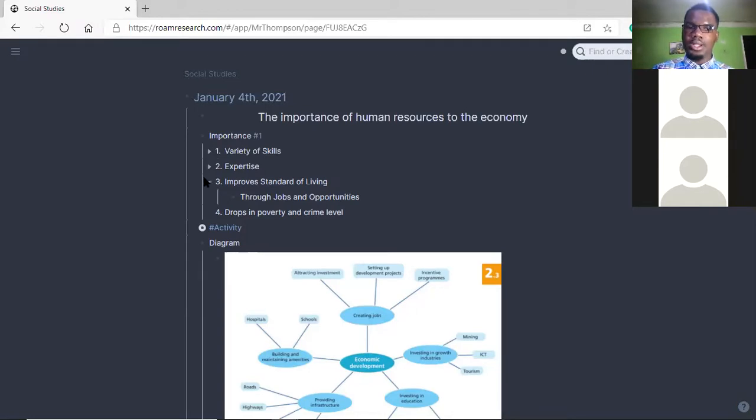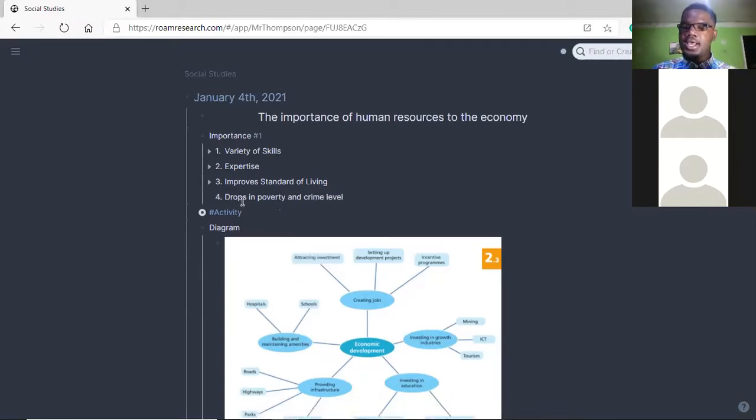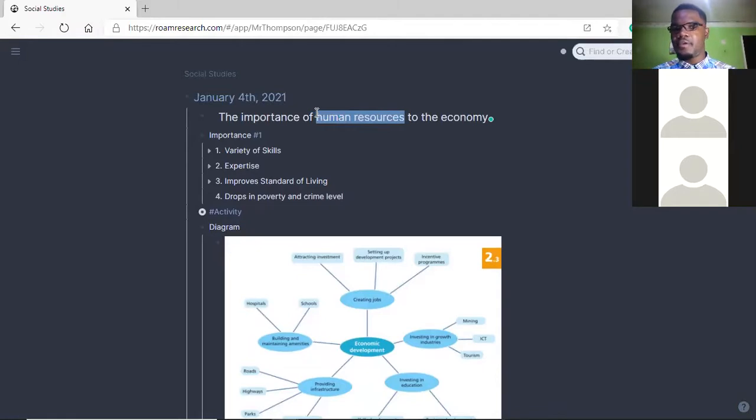And the final one, it drops poverty and crime levels when persons have been working, because that's what human resources is basically saying. Having a working population of age range 18 to 65 who have skills, knowledge, and expertise in a given area. Understand?